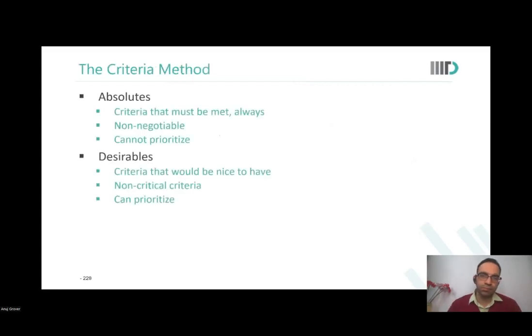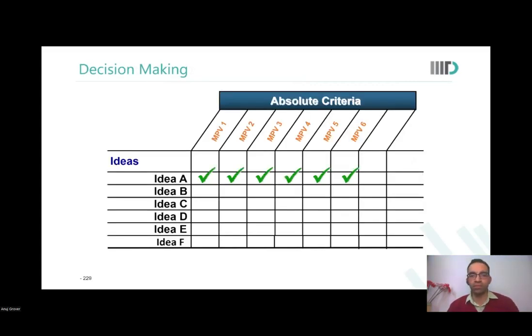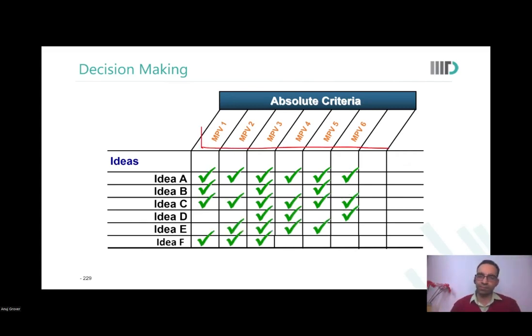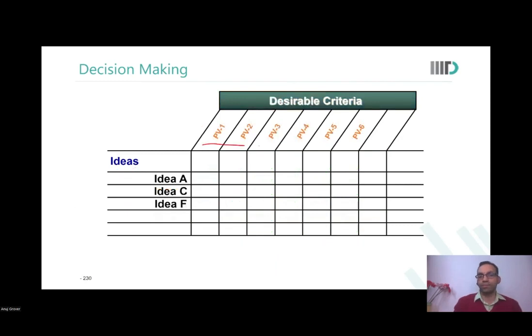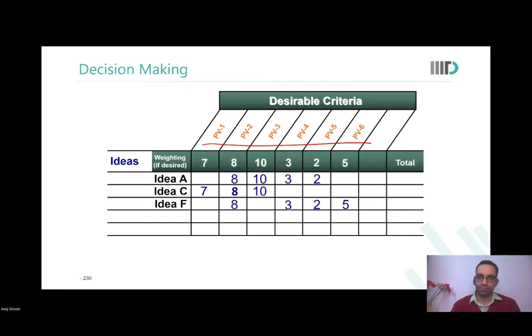So this absolutes and desirables, it's the same thing as we talked about, tacit PV, MPV, PV, those things, right? Yeah. Okay. That is where I've written MPVs here already. Because absolutes are MPVs. Okay. And desirables are PVs. So in the next slide, we talked about PVs only. Is it fine? Yes, sir. Clear. Okay.